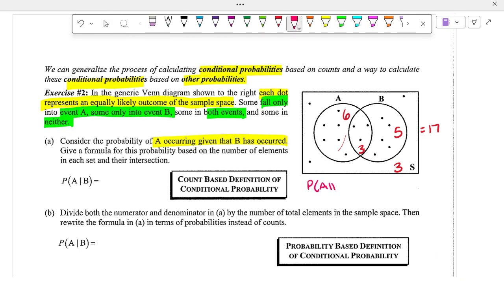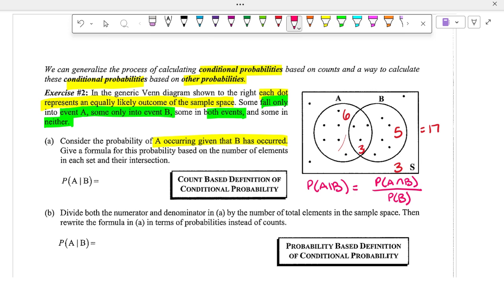P of A given B is equal to what? P of A and B over P of B. So basically you take the intersection of A and B, so you're finding both, and divide by the probability of just B happening.